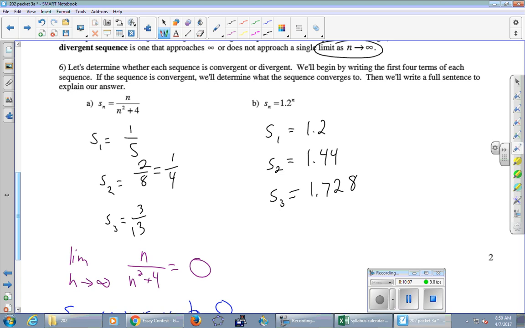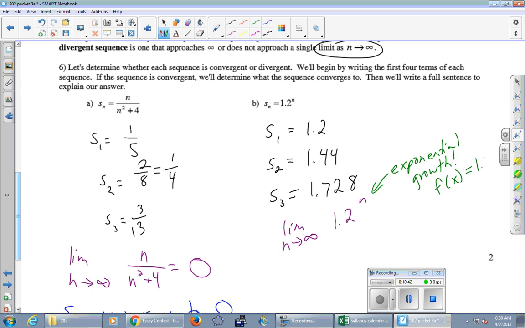And then we ask the same question. What's happening at the end of the day? As n approaches infinity, what happens to this thing? 1.2 to the larger and larger power goes to infinity. How come? Is this an exponential growth or decay? Isn't it? It's like f of x is 1.2 to the x.